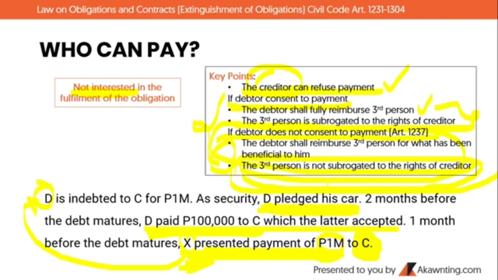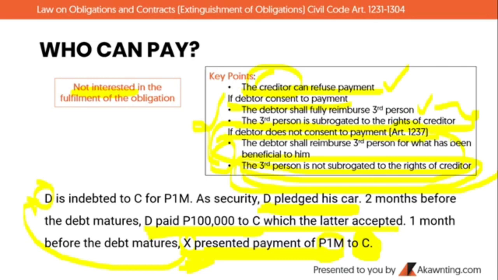Okay? So, yun ang pagkakaiba nung dalawang sub-scenario dito within this scenario, which is yung if the debtor consents to the payment or the debtor does not consent to the payment. So, this is nabanggit dun sa Article 1231 na binasa natin kanina.